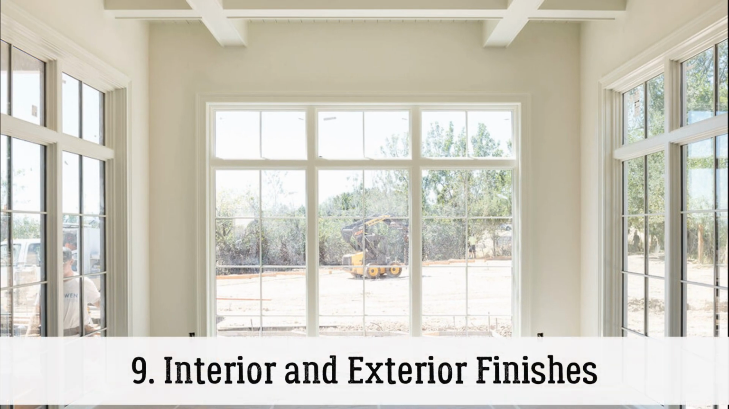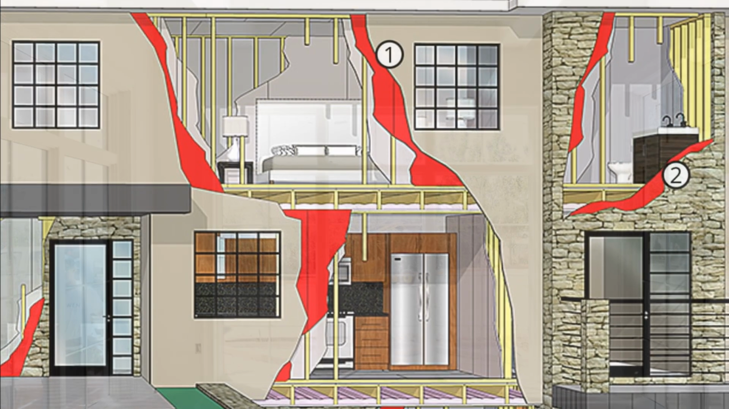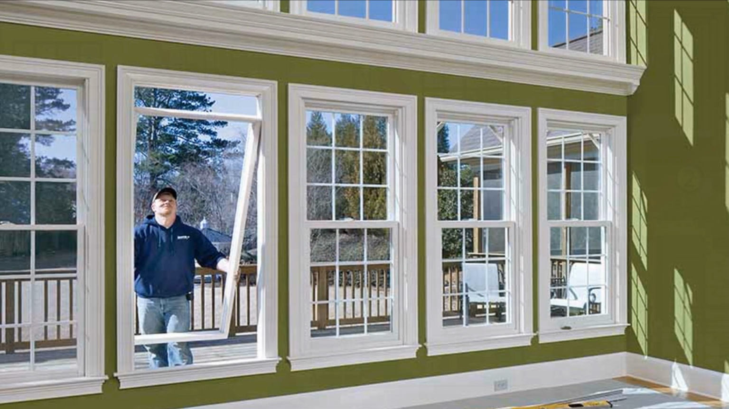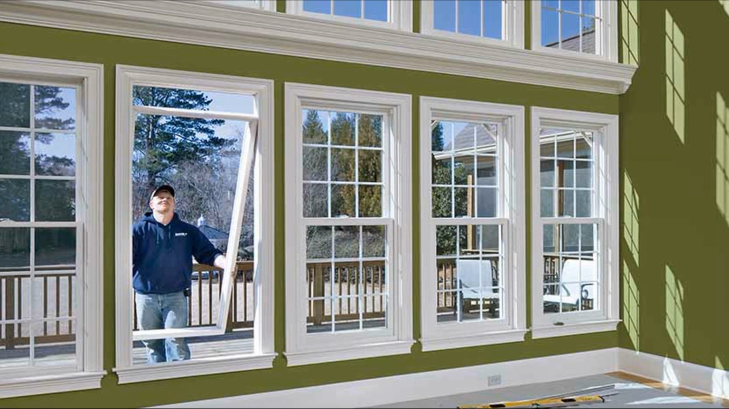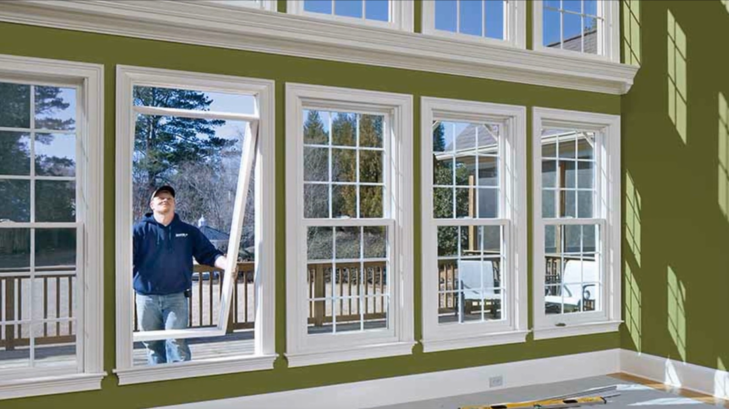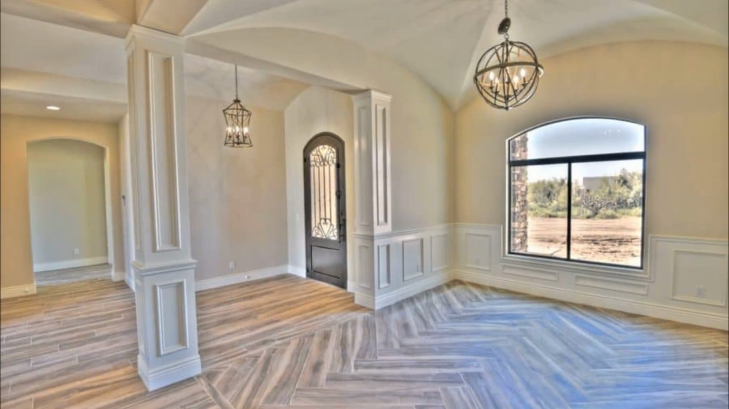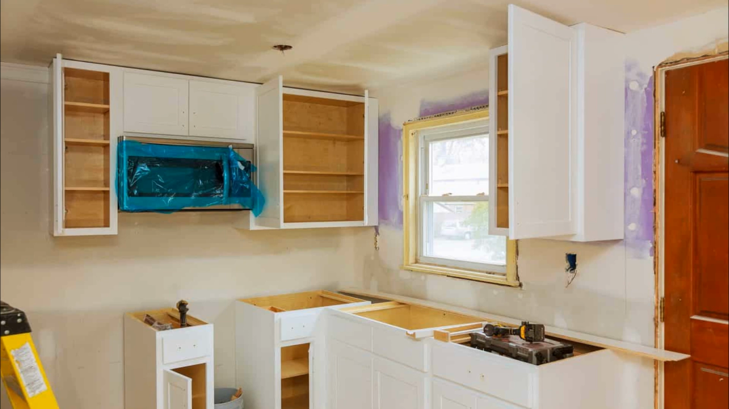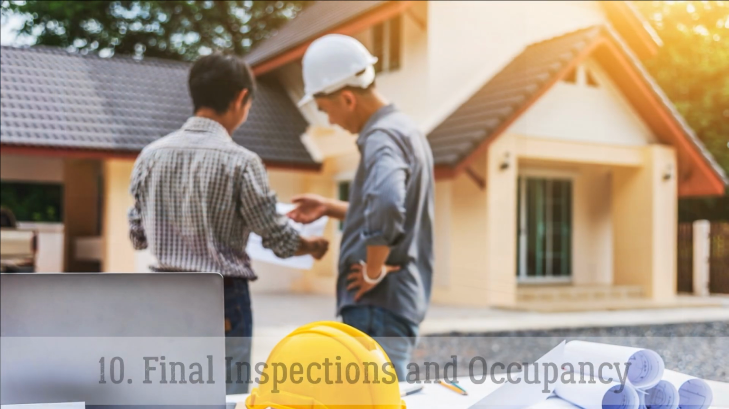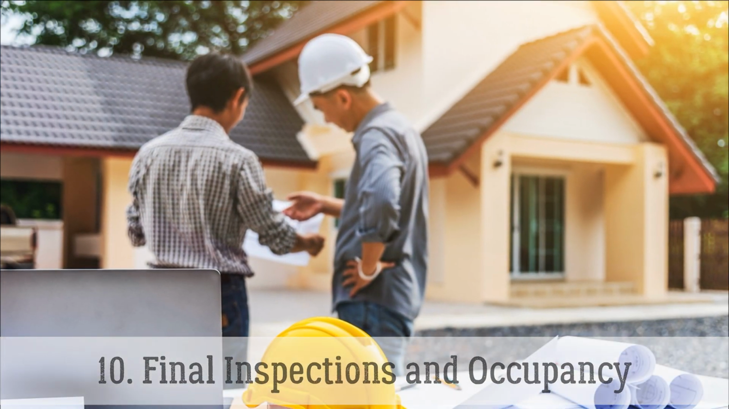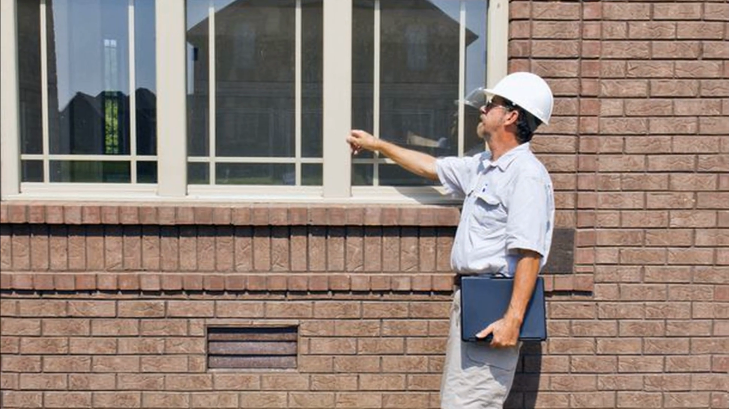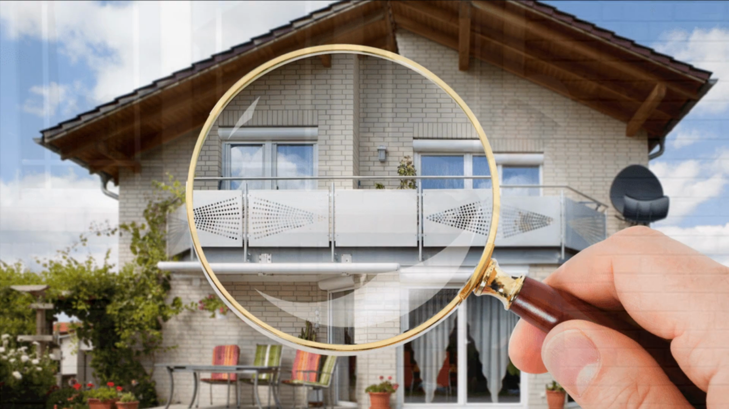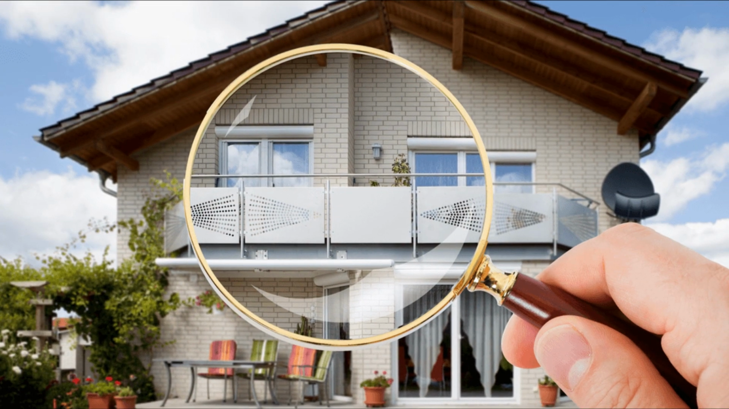9. Interior and exterior finishes. Apply insulation, drywall, and exterior sheathing. Install windows, doors, roofing, siding, and other exterior finishes. Inside, complete interior finishes including flooring, cabinetry, painting, and fixtures. 10. Final inspections and occupancy. Undergo thorough inspections to ensure compliance with building codes and standards. Once inspections pass, you can move into your new home.